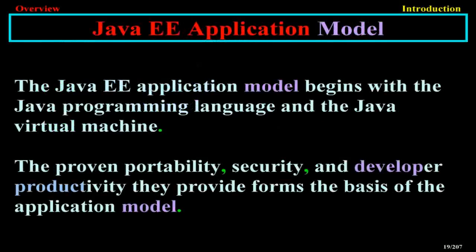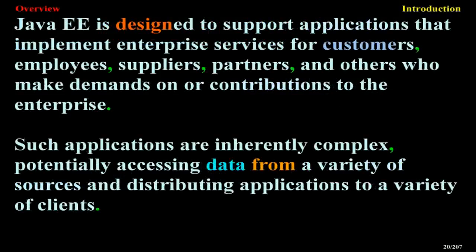Java EE Application Model. The Java EE Application Model begins with the Java programming language and the Java virtual machine. The proven portability, security, and developer productivity they provide forms the basis of the application model. Java EE is designed to support applications that implement enterprise services for customers, employees, suppliers, partners, and others who make demands on or contributions to the enterprise. Such applications are inherently complex, potentially accessing data from a variety of sources and distributing applications to a variety of clients.